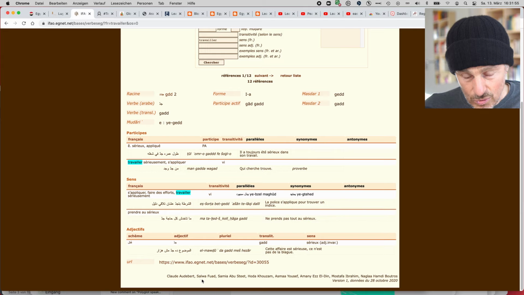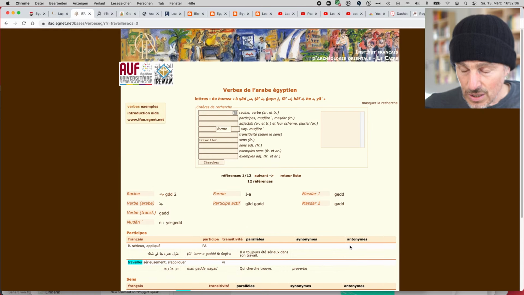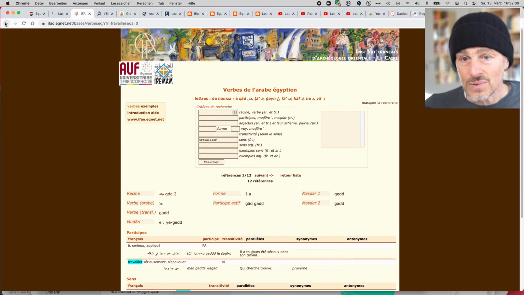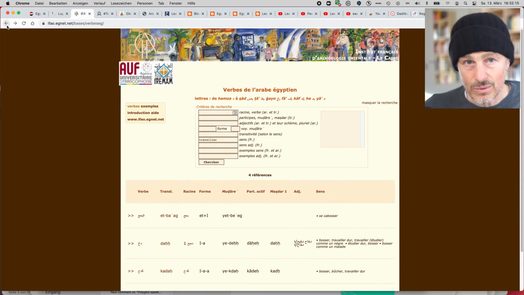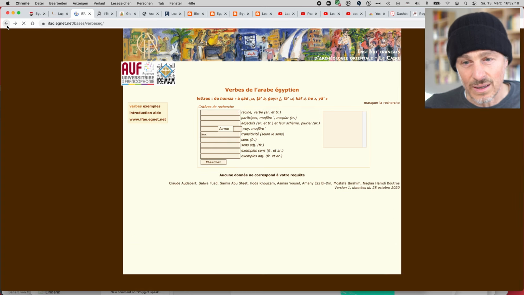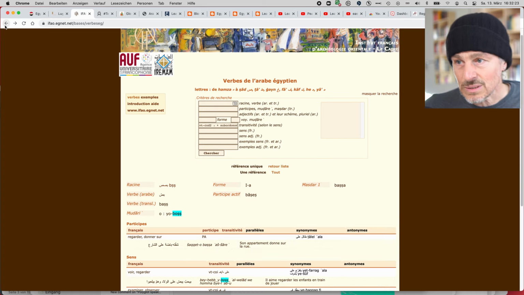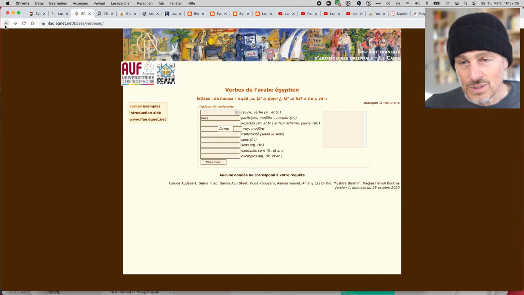And here you see the people who contributed: Claude Audebert, Salwa Fouad, Samia Abu Steed, Huda Khuzam, and so on. Asma Yusuf, Amania Zettin, Mustafa Ibrahim, Nagla Hamdi Boutros. Okay, and then you have the version, and so on. So they are already very far. I think they are already at the letter ha. So where do we get this? I haven't used it a lot because I already know so much. So verb. Et voilà.